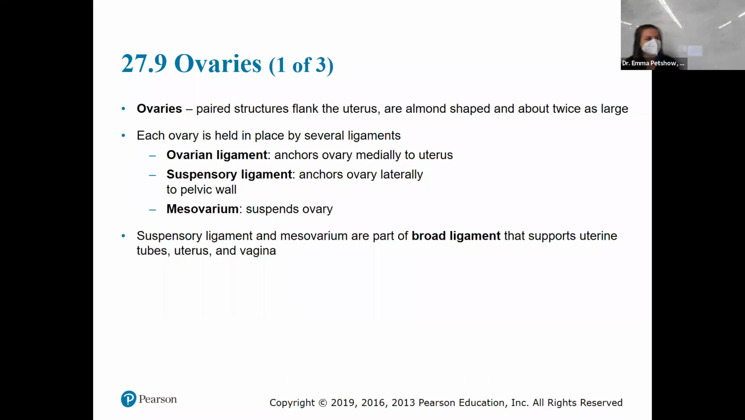They have several different ligaments, and I mentioned before that the NCLEX loves to test you on ligaments of everything. So the ovarian ligament anchors the ovary medially to the uterus. Our suspensory ligament of the ovary, we talked about one with the breast, is going to anchor the ovary laterally to the pelvic wall, and the mesovarium is going to suspend the ovary. The suspensory ligament and the mesovarium are both part of the broad ligament that supports not only the ovary, but the uterine tubes, uterus, and vagina.